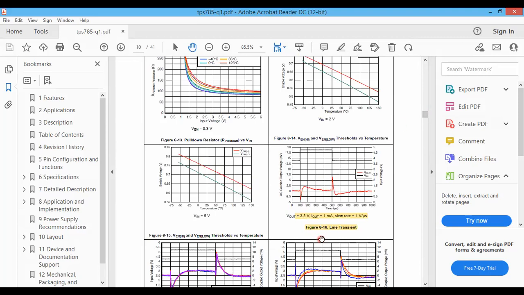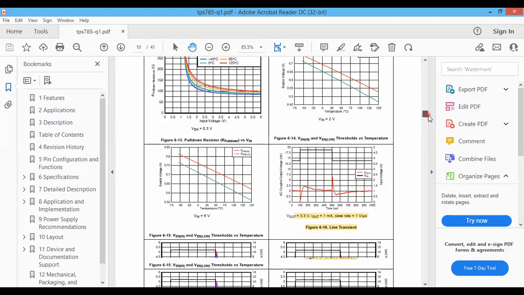This is the line transient response, which means you can change your supply voltage to increase it. So this is how the output voltage changes. Initially it will drop and it will settle down to the desired level, and when you reduce the supply voltage, it will also increase initially and settle down to the desired level.